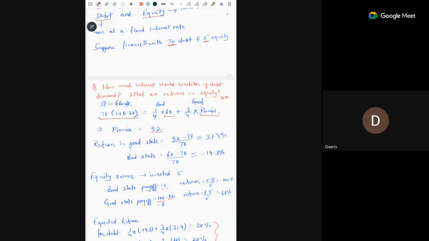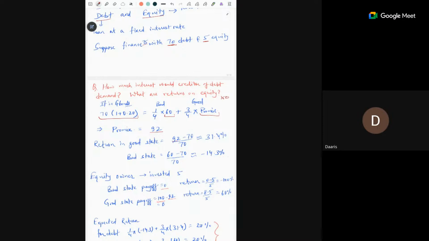and we can calculate the return from this. So if the good state happens, then he is getting 92, and he has invested 70. So in the good state, the return to the debt creditor is 31.4%. In the bad state, he is only getting 60 units, so he is making a loss, and the total return is negative 14.3%.